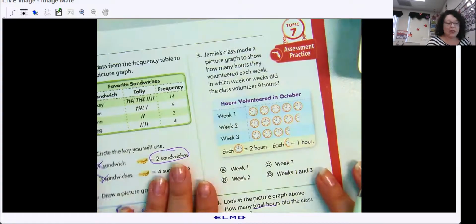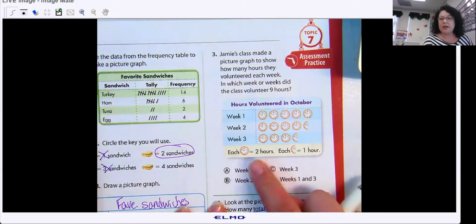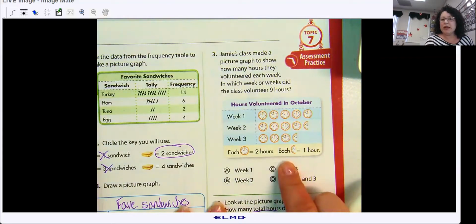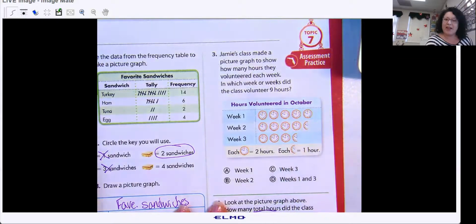Okay, number 3. Jamie's class made a picture graph to show how many hours they volunteered each week. In which week or weeks did the class volunteer 9 hours? So again, we have to look at our scale. Each clock is worth 2. Each half clock is worth 1. And like I do, I like to count up my picture graphs. That way I don't have to keep looking back and forth.